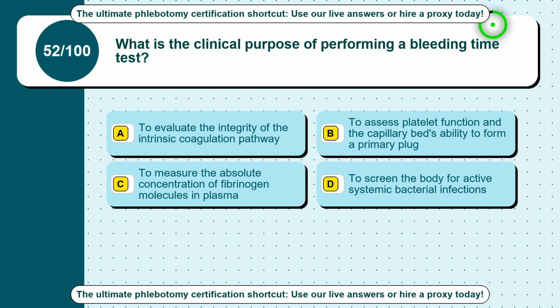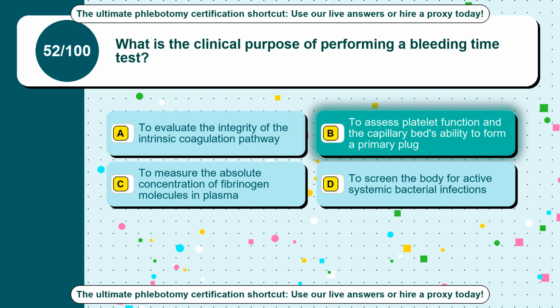Question 52. What is the clinical purpose of performing a bleeding time test? Option A. To evaluate the integrity of the intrinsic coagulation pathway. Option B. To assess platelet function and the capillary bed's ability to form a primary plug. Option C. To measure the absolute concentration of fibrinogen molecules in plasma. Option D. To screen the body for active systemic bacterial infections.